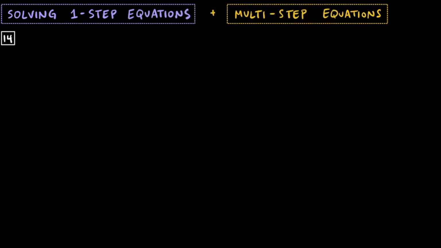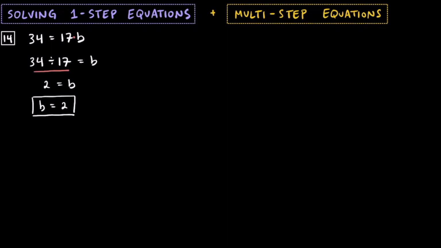So for question 14, let's say we have 34 is equal to 17b, or 17 times b, right? If you forgot, make sure you know 17b means 17 times b. And if we want to isolate the variable here, then 34 divided by 17, because if we have multiplication we use division, is going to be equal to b. And 34 divided by 17 is equal to 2, so 2 equals b. We can turn around and say that b is equal to 2, right? That would be the solution to this equation.